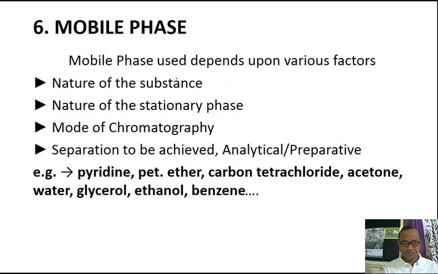Now, which type of mobile phase can be used depends on several factors, such as the nature of the substance, whether it is polar or non-polar. Accordingly we choose the solvent, along with the nature of the stationary phase, the type of chromatography, and the separation. Generally we use pyridine, petroleum ether, carbon tetrachloride, acetone, water, glycerol, ethanol, or benzene. So there are several choices available for solvent systems, and we use them based on the type of substance we have to isolate.